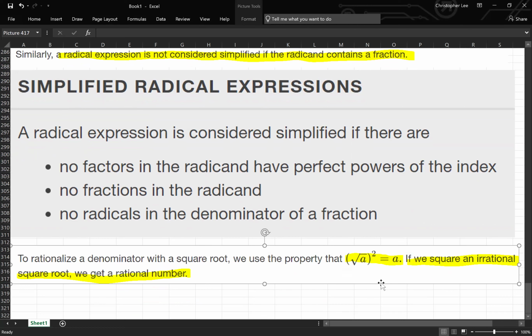To rationalize a denominator with a square root, we use the property that the square root of a squared equals a. If we square an irrational square root, we get a rational number. Okay.